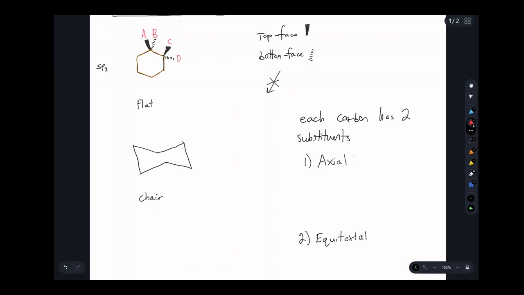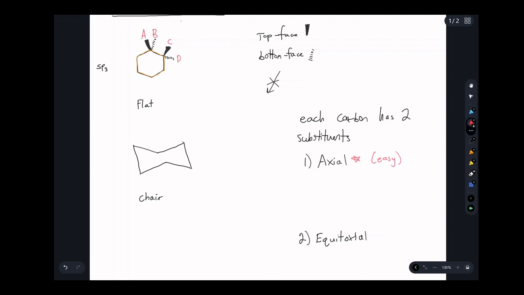Now, I highly recommend considering the axial positions first, as these are a lot easier to draw and easier to understand. The axial positions either go straight up or straight down. And that's kind of why we have that name axial. We would say that it's on an axis, up and down. So each carbon is going to have that.